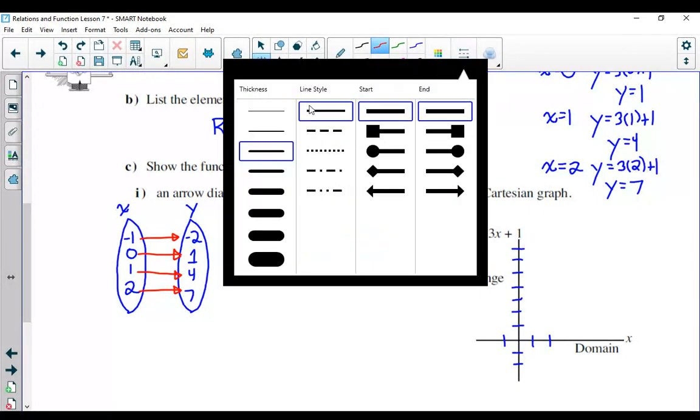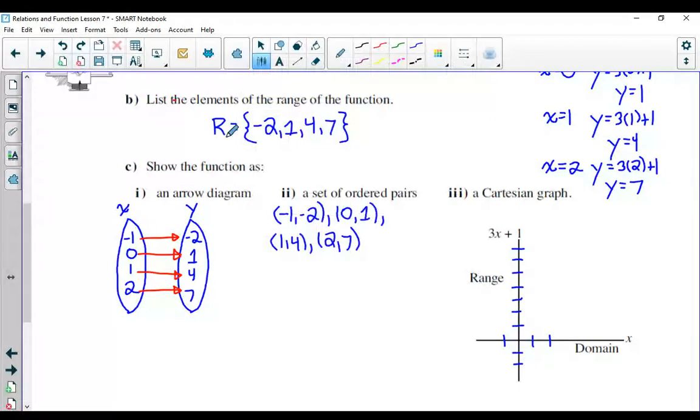Let's plot these points. Okay, so -1, -2 would be 1 to the left, 2 down. So that'd be located right here. Then we have 0, +1. So that would be starting at the origin, just go straight up here. Then you have 1, 4. So go 1 to the right and then 4 all the way up like that. And then you have 2 to the right and then 7 up, which would be right here.